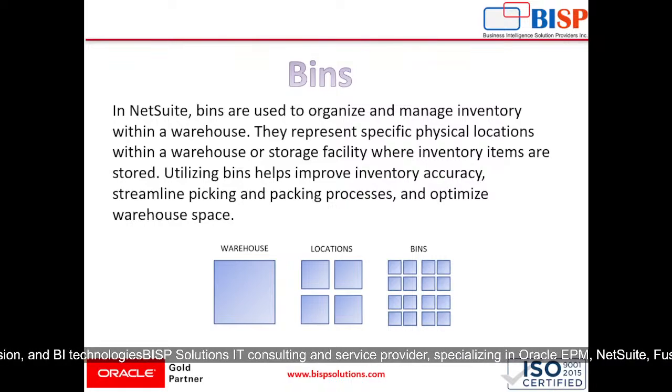bin locations within a warehouse. Each bin is assigned a unique identifier and associated with a specific location. Next is bin records, which store details about each bin, including its location, description, and the items stored within it. Next is bin transfer, which allows for the movement of items between bins to ensure accurate inventory levels and efficient warehouse operations.